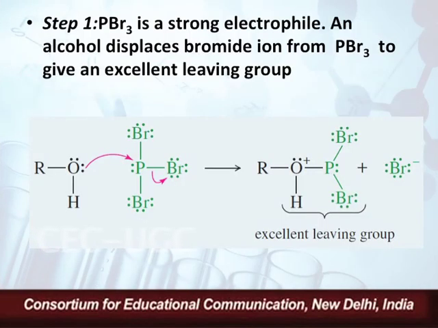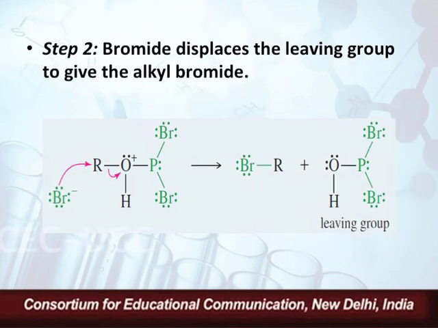If we look into the mechanism, then what we find is that PBr3 is a strong electrophile and alcohol displaces bromide ion from PBr3 to give an excellent leaving group. The bromide ion displaces the leaving group to form an alkyl bromide. So what I have shown here is that the lone pair of electrons on oxygen act as a strong base and they will react with the phosphorus tribromide, resulting in an intermediate.